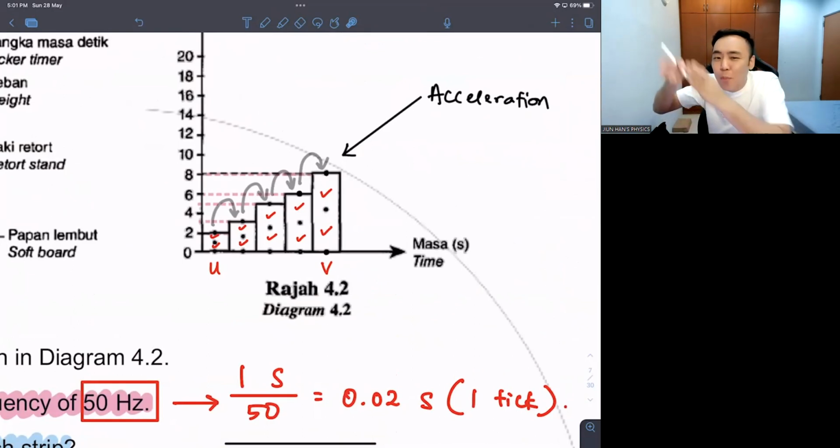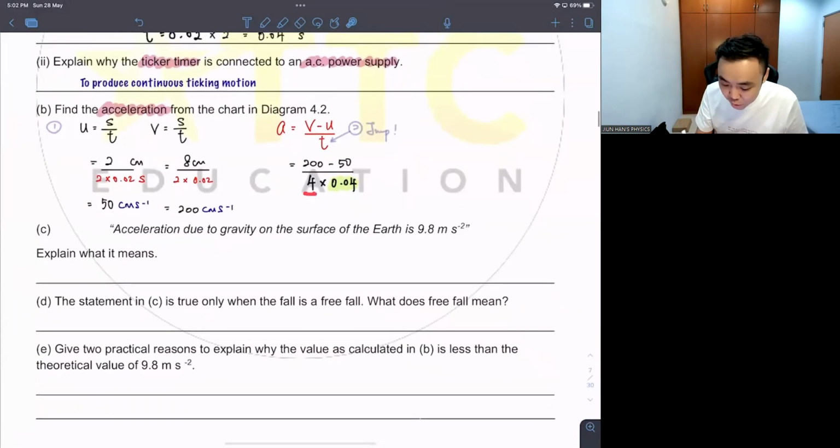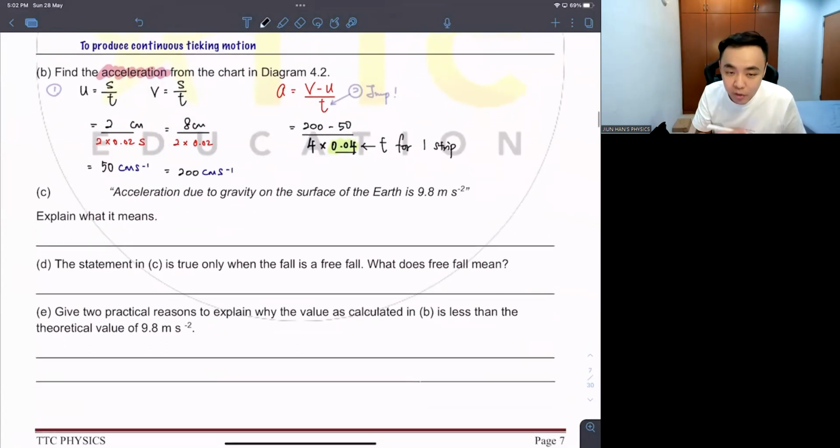Now, 2 by 2, 0.04, 0.04, 0.04, 0.04. How many 0.04 do we have here? 4. That's why we multiply by 4. You understand? Make a remark here. What's with this 0.04 thing? This is because the time for one strip, inside there are 4 ticks. Sorry, 2 ticks. That's why 0.04.